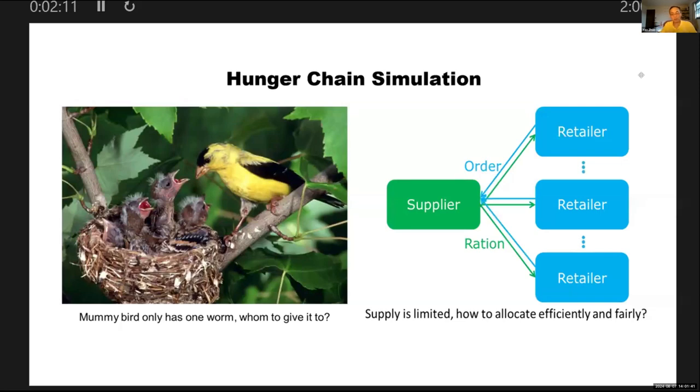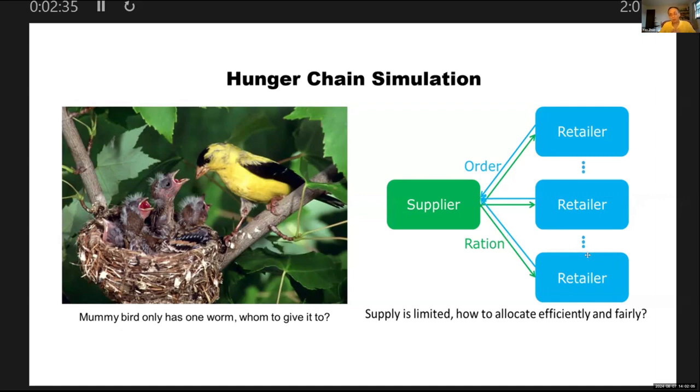Welcome to the Hunger Chain Simulation, also known as Hunger Games, for students to learn shortage gaming, competition, and rationing. The typical scenario of shortage is: mommy bird only has one worm. Who to give it to? We have multiple baby birds. Clearly, the one who shouted the loudest, right?